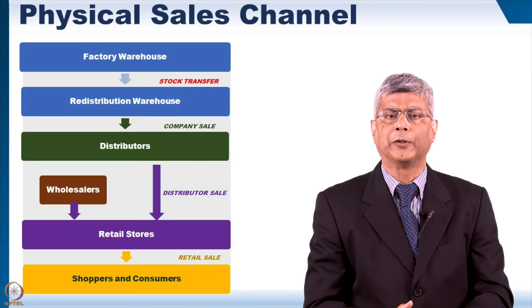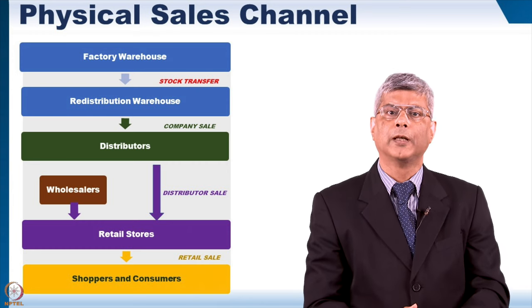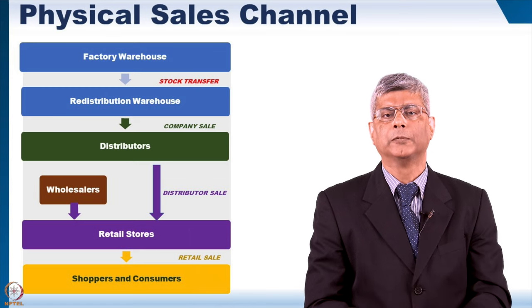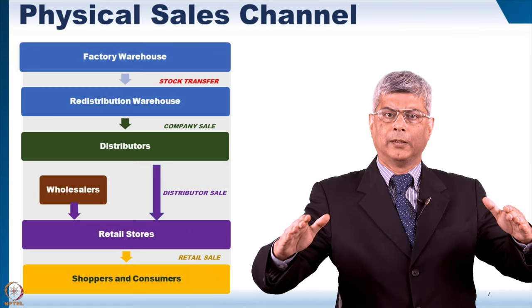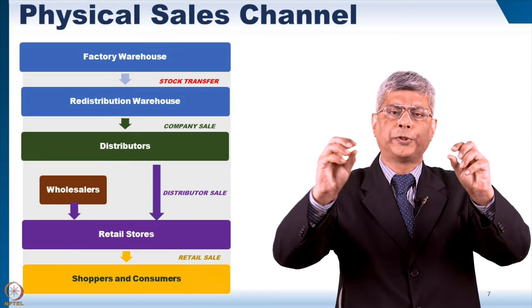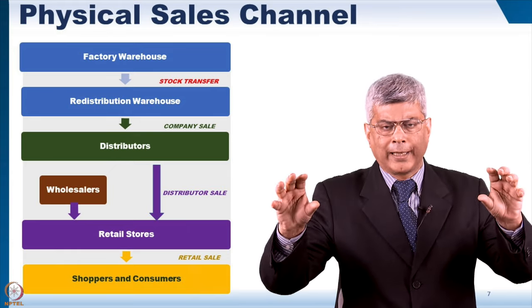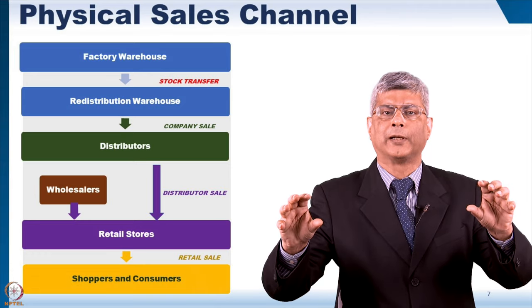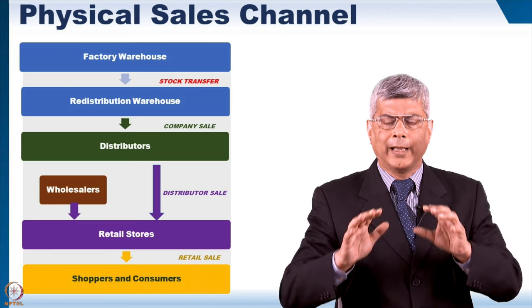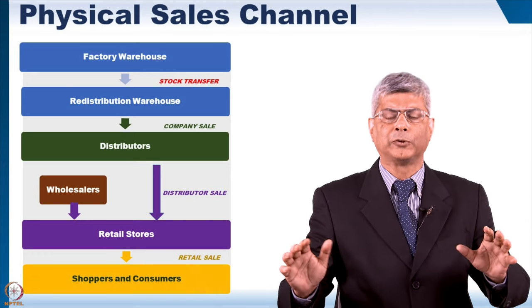Retailers may be in the tens of thousands. So Bombay City may have 30,000, 40,000 retailers. So that's how the channel is. Few factories, two, three, four, five, maybe one. Each factory has a warehouse next to it called the factory warehouse. Then across India, there are redistribution warehouses in every state.